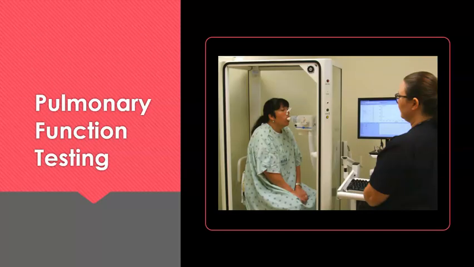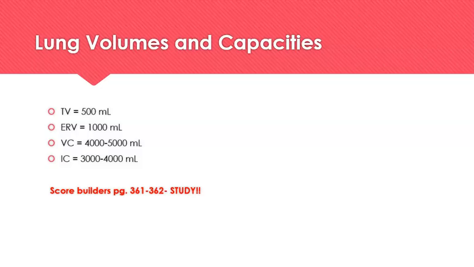So again, this is another picture of what a PFT looks like. Now we're getting into the nitty-gritty, the lung volumes and capacities. So talking about each one of these, and I've looked at a couple different sources, so you might see things a little bit differently from one source to the other. That's how it always is, right?